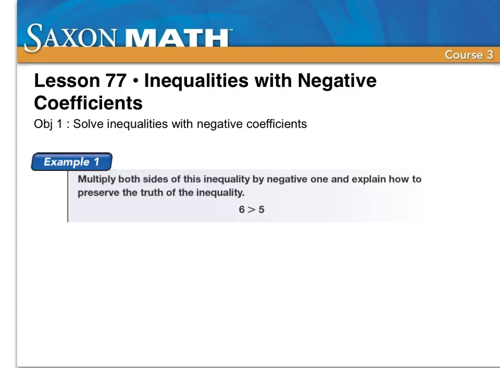So, what they want us to do is take 6 times -1, okay, and get -6. And then 5 times -1 and get -5. Now, we want this inequality to be true. So, for example, this first one says 6 is greater than 5. That is true, okay? But if I simply put a greater than sign here, okay, is -6 bigger than -5? So again, I multiplied both sides by -1, and now all of a sudden -6 is not bigger than -5.